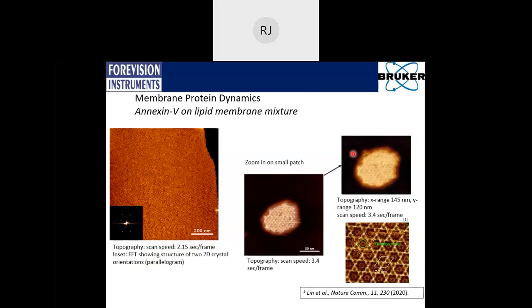And then comes the annexin protein. This annexin protein is crucial in cell repair. So in order to understand the dynamics of this annexin, we have performed an experiment to understand the reconstruction of this annexin. Here in the video, you can see the shape changing dynamics of this small area, and this was taken at 3.4 seconds per frame. So 3.4 seconds was the time to capture one frame, and it was obtained in a range of 145 nanometers by 120 nanometers in the x and y axis. This is how we can understand how the structure of this annexin is changing during the dynamics.